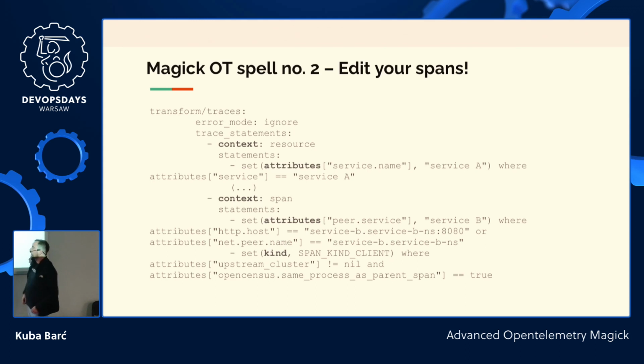And again, pretty easy. This is the transform processor for traces. Have a look at the context: at some point we are working with the resource, and it's a completely different set of attributes to when we are working with individual spans. Everything else is, I hope, self-explanatory, but basically we are fixing the name of the attribute from service to service name, and we are fixing the peer service over here.